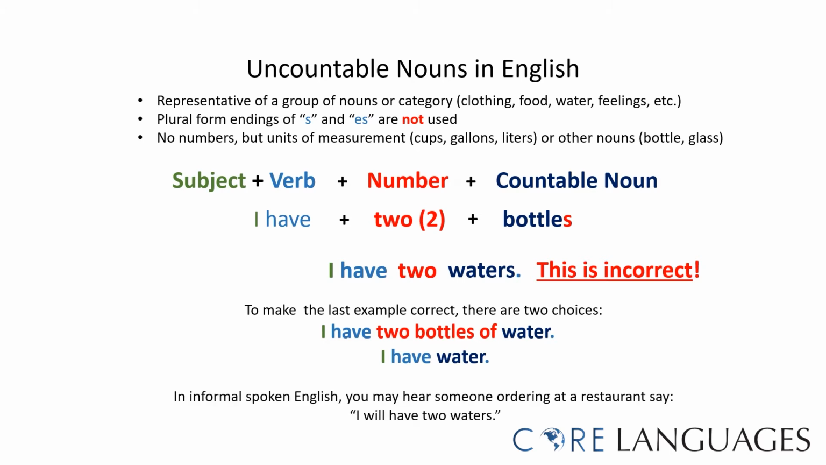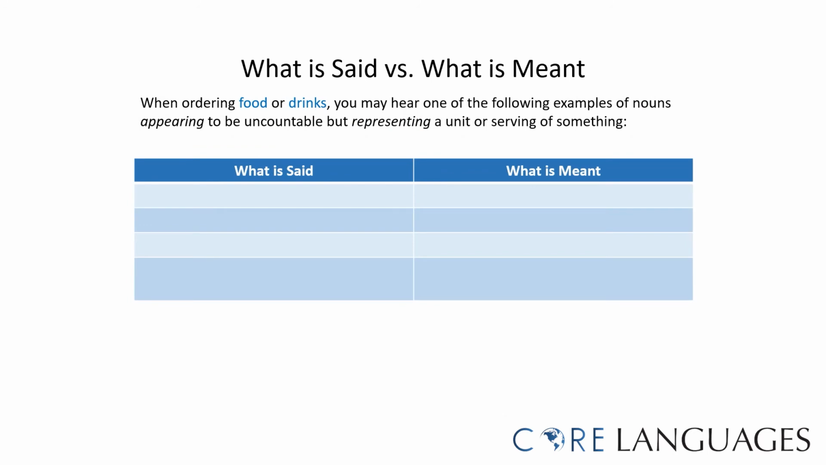It is important to note that in informal spoken English, you may hear someone ordering at a restaurant say, I will have 2 waters. This is technically grammatically incorrect. Here are examples of what we might say in spoken English, but what is meant. For example, I could say, I would like 3 juices, please. This sentence is technically grammatically incorrect, and what is meant is, I would like 3 glasses of juice, please, or 3 cups of juice.